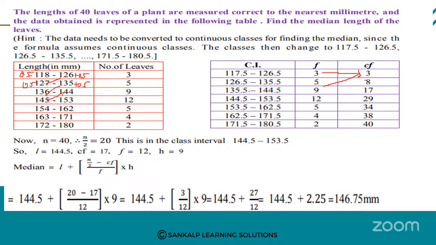That is 8. 8 plus 9 is 17. 17 plus 12 is 29. 29 plus 5 is 34. 34 plus 4 is 38. 38 plus 2 is 40. Okay. So the last value of the cumulative frequency is 40.